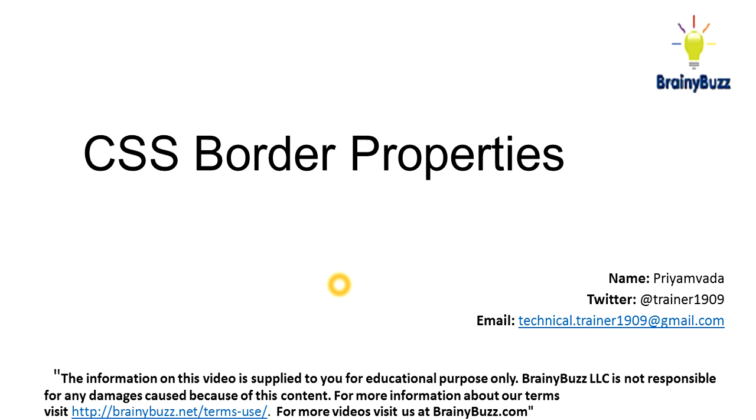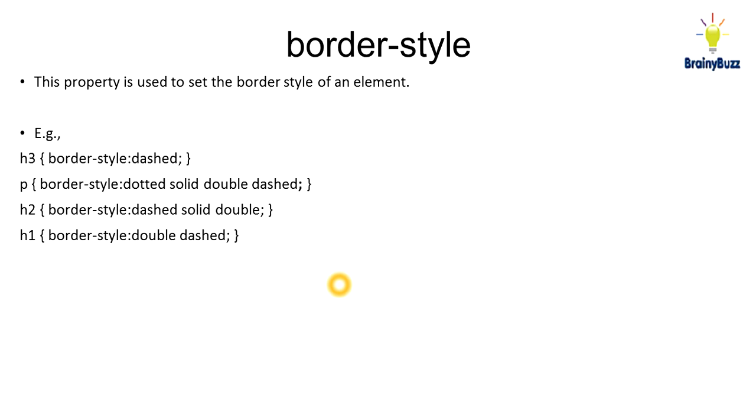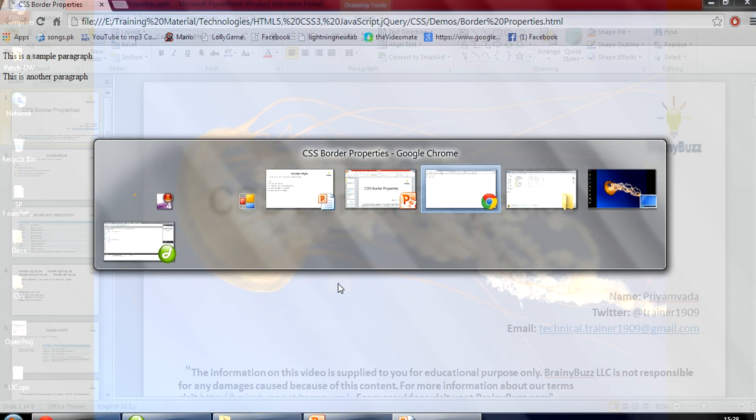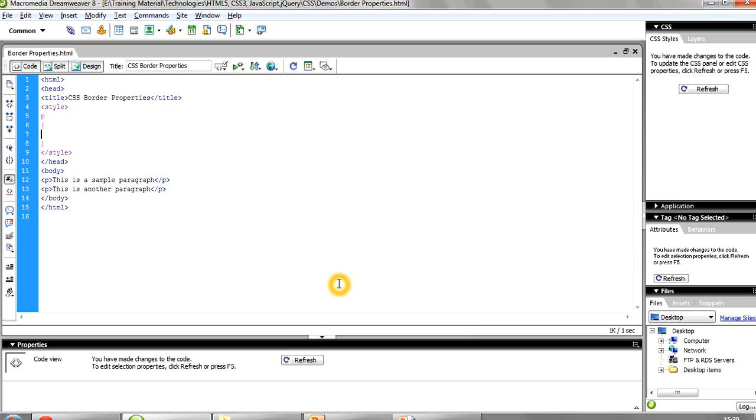So far we have seen a lot of properties, like table properties, link properties, and list properties. But today we are going to study CSS border properties. These properties are applicable to each and every HTML element, whether you have tables, paragraphs, or headings. So let's start. First one is the border style. This property is basically used to set the border style of an element, like in table properties, where we have seen it a little bit.